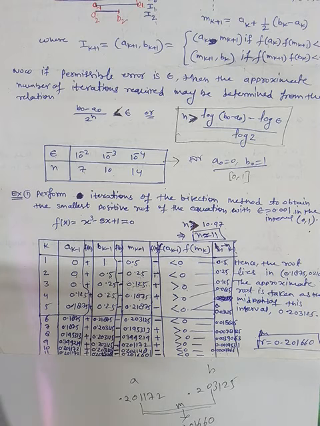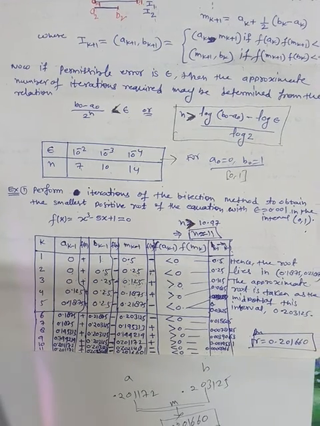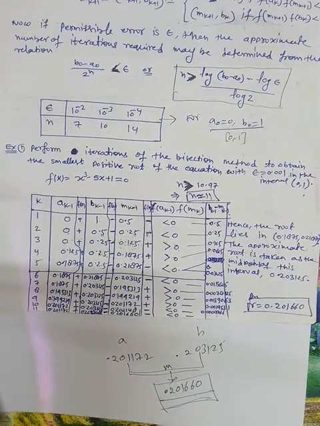0.201660. This will be the solution. Okay. So this is the solution. After this we have this solution. So this is basically the solution. Okay, so this is the procedure.